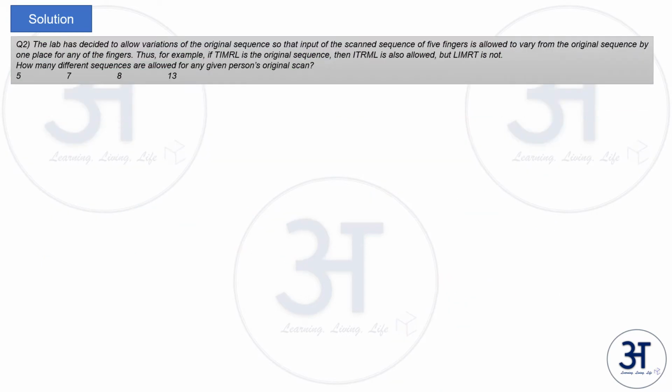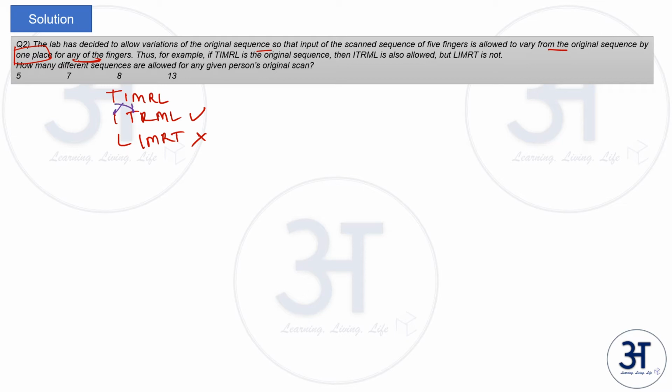So second question says the lab has decided to allow variants of the original sequence so that input of the scan sequence of 5 fingers is allowed to vary from the original sequence by 1 place for any of the fingers, right? For any number of fingers, 1 place variation is allowed. So they give an example for that also. Say TIMRL is the original sequence, then ITRML is allowed and LIMRT is not allowed.